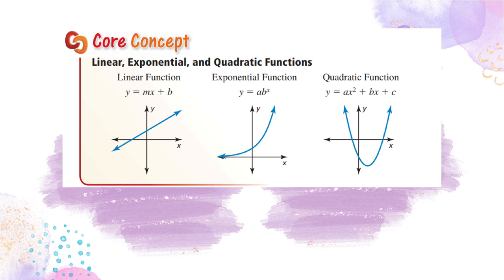Exponential functions, y equals ab to the power of x, go close to the x-axis, but do not go over the x-axis, whether it be positive or negative. In quadratic functions, ax squared plus bx plus c, it is in the form of a parabola, whether it be an upward or downward parabola.